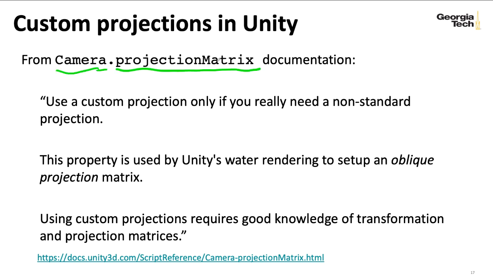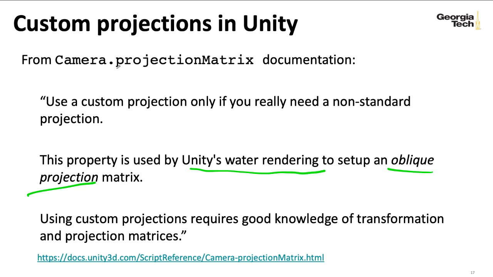Your camera has an instant variable projection matrix that you can assign that to. But you really only need to do that if you're doing something fairly strange. So the documentation mentions oblique projection, which is a weird non-standard projection outside of what we've looked at. And it's apparently used by the water rendering system. And again, you'd only really need to do something like this if you're doing something particularly weird.